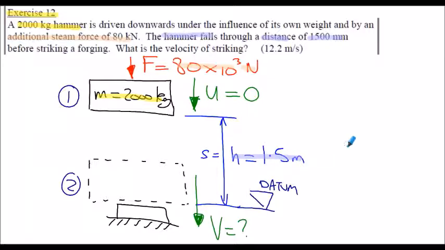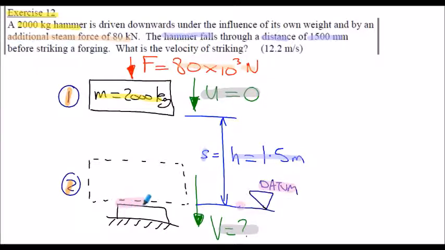I've also labelled 1.5 meters s as well, as you'll see later on in the solution. I've labelled position 1 here as when the mass is 1.5 meters above the forging, and label 2 here. This is when the mass is just about to strike the forging. So our initial velocity is assumed to be 0, and we're trying to calculate the final velocity. Notice the datum is taken at the lowest point in the system.